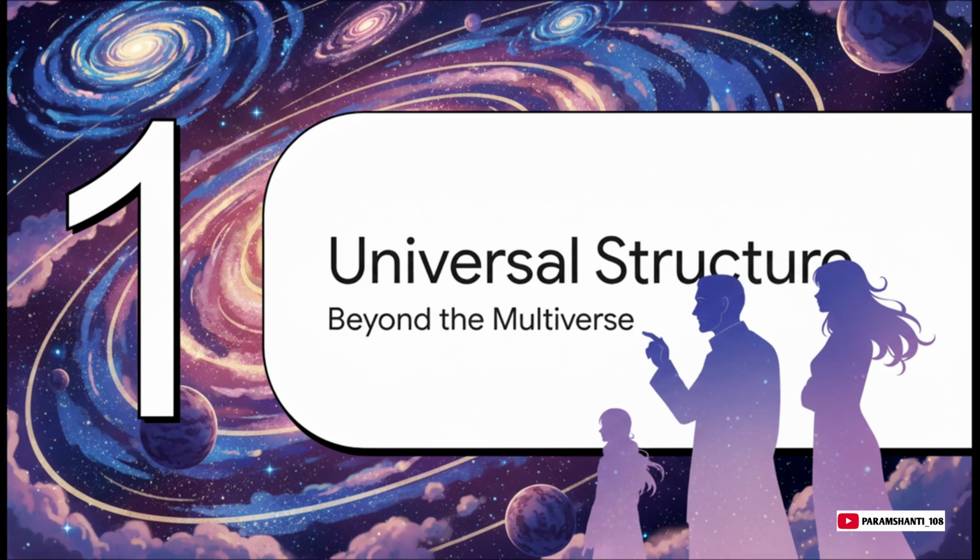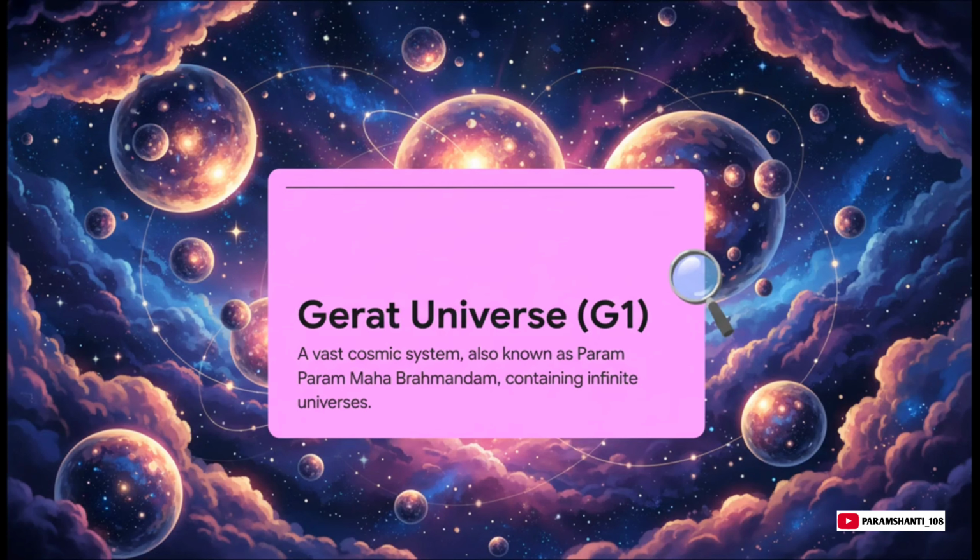Section 1, laying the groundwork for this whole cosmic hierarchy. So, the most fundamental level, the absolute bedrock of this cosmic architecture, is called the Girard universe, or G1. The best way to think about it is like a master container. But here's the crazy part. It doesn't just hold our universe or even our multiverse. It holds an infinite number of multiverses. The scale is, well, pretty much impossible to wrap your head around, and believe me, we're just getting started.